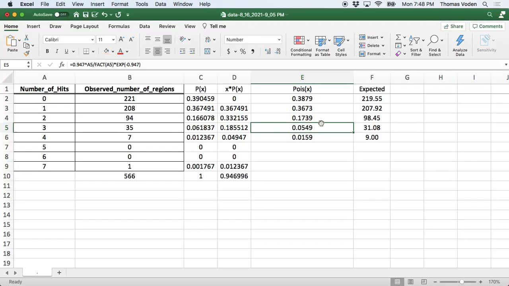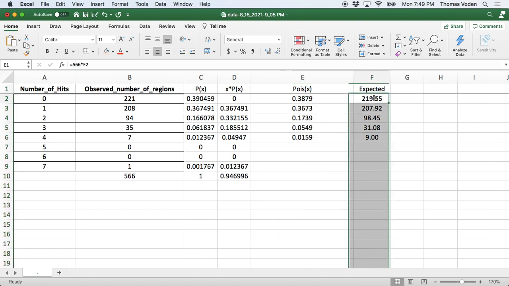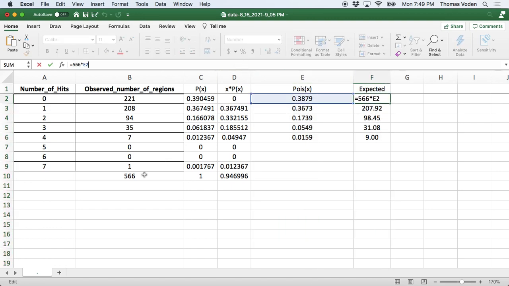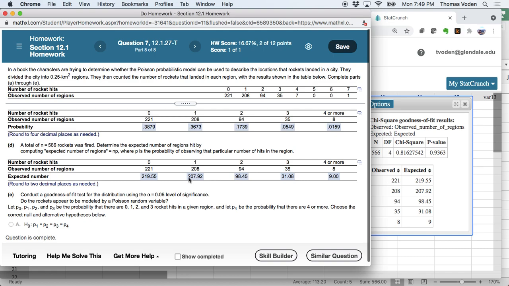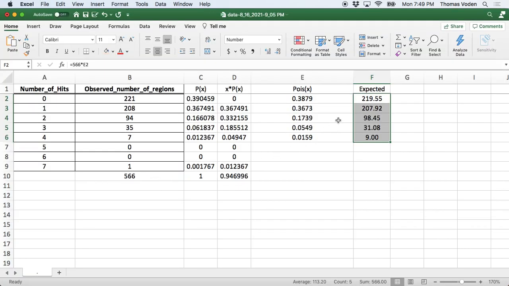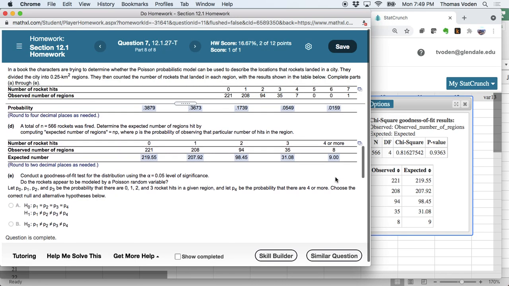And so we do that by, okay, so now we have a probability in each category. To get the expected value, we take the total number of observations, 566, times that probability. So in each case, what I'm doing is taking 566 times the corresponding probability, and I'm getting these expected values for each of the 5 new categories. And that's from typing in here. They tell us round to 2 decimal places. So 219.55, that's the first one, all the way down to 9.00, that's the last one.